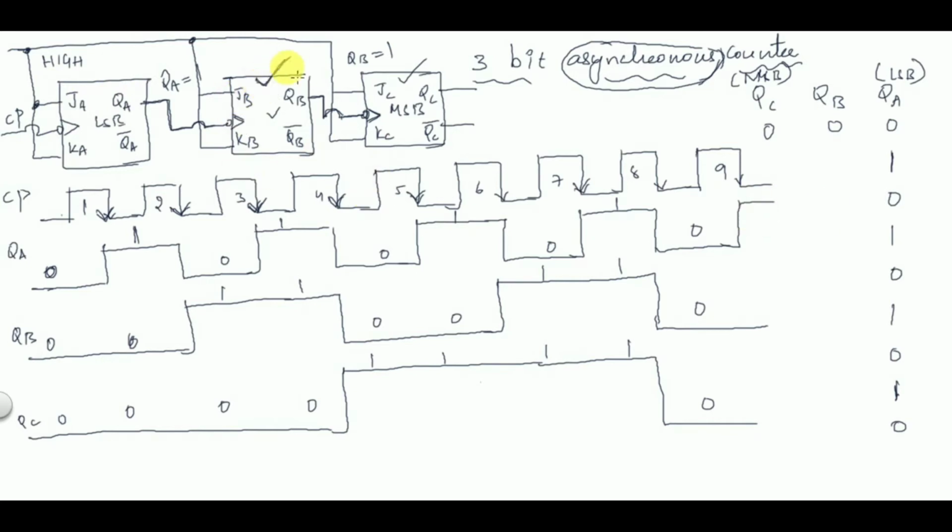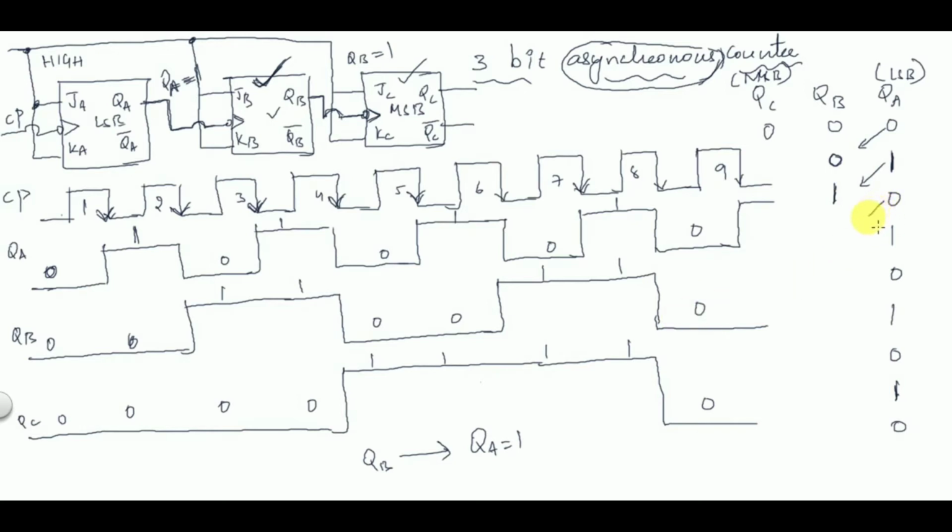So when will this second flip-flop change its state? Only when QA is equal to 1. QB changes its state only when QA is equal to 1. So now see, here QA is 0, so it does not change its state and continues in state 0. Next we have 1 here. Since QA is equal to 1, QB changes its state, so it will become 1 here.